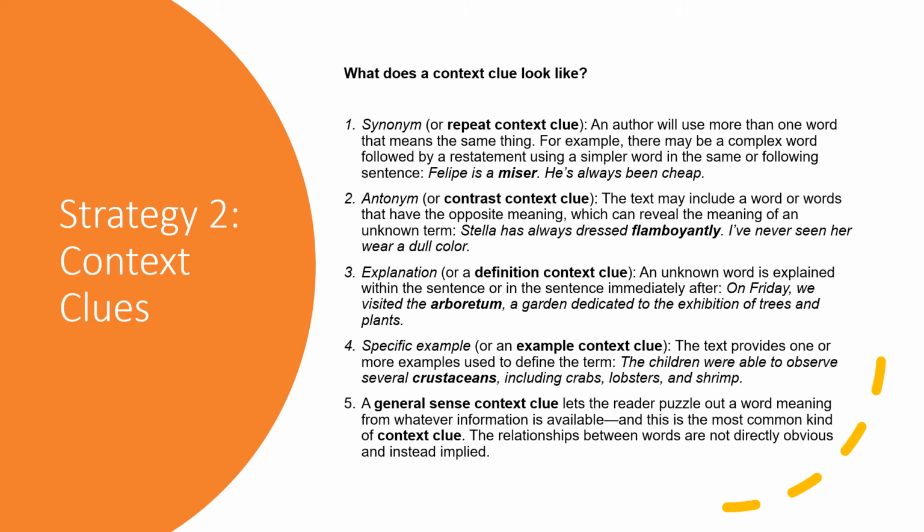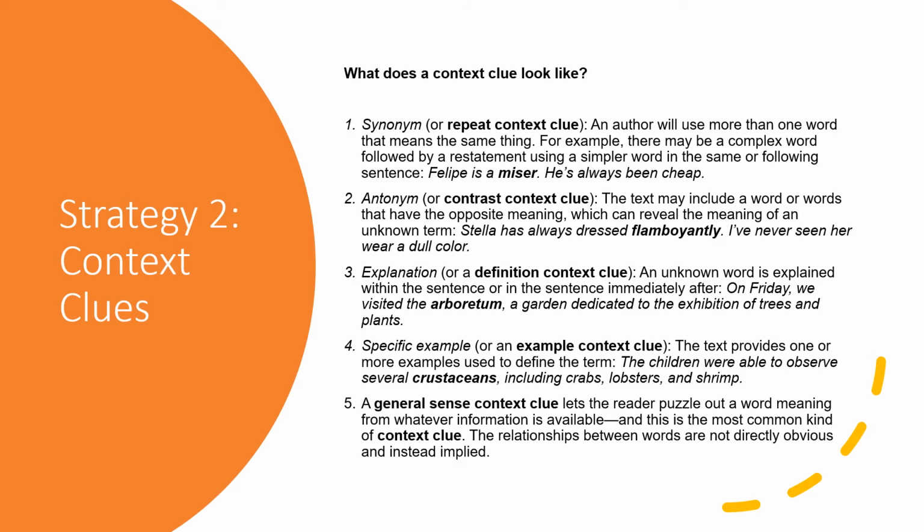An antonym does the exact same thing, but it uses a word with an opposite meaning. So an example is Stella has always dressed flamboyantly. I've never seen her wear a dull color. So we can tell by the way it's phrased in the negative. The second sentence is a negation. This means that flamboyantly is the opposite of dull.